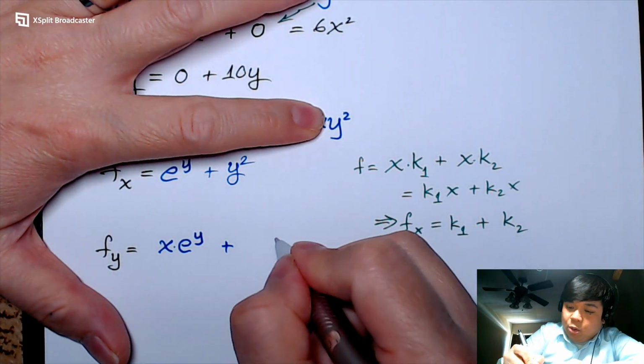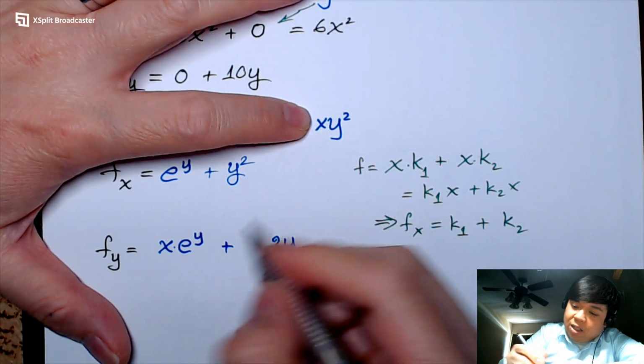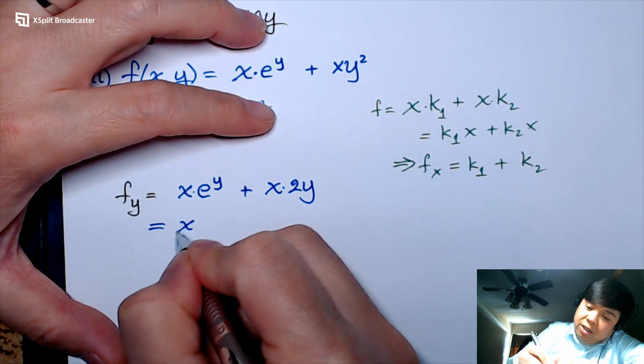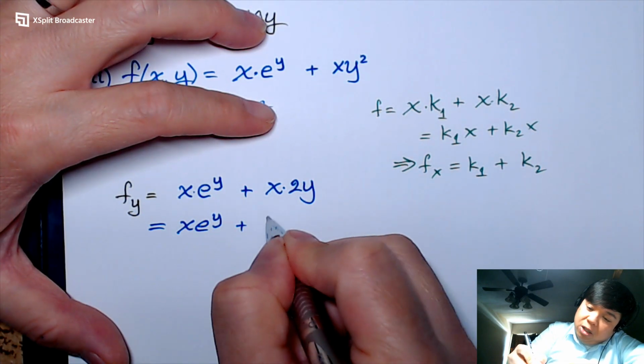Derivative of y squared is 2y. That x is constant. We stay there. And that's we have x e to the y plus 2xy.